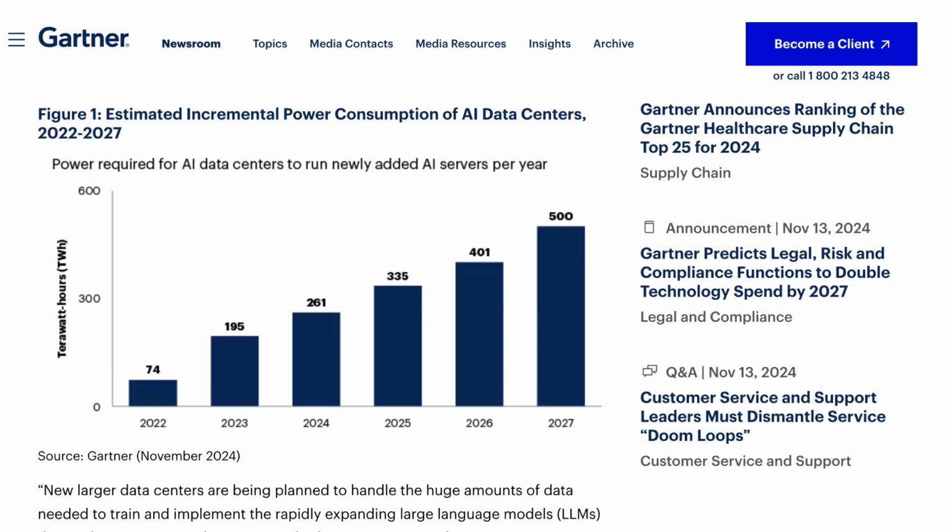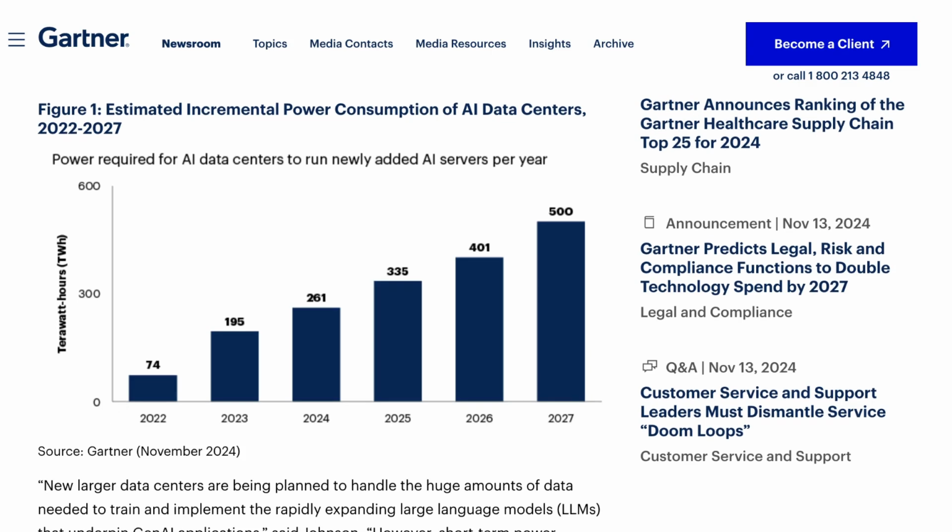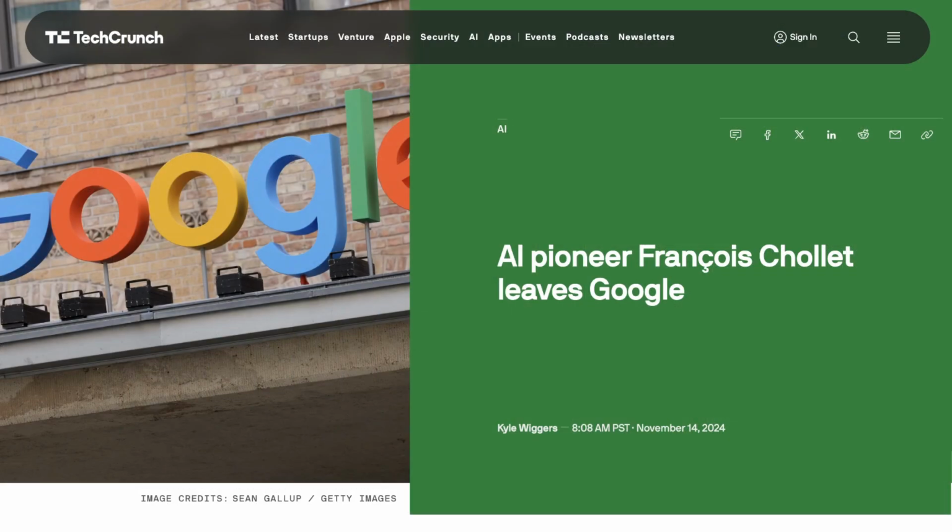Gartner said that new servers last year required 195 terawatt hours of electricity, which is as much as 18 million US households. By 2027, they believe that just the new facilities will demand 500 terawatt hours. And this, my friends, is why, of course, all of the big AI labs are so focused on energy and energy solutions.